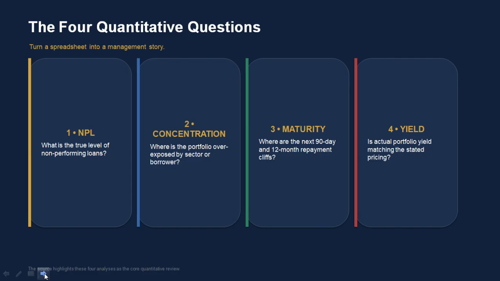When you look at concentration, you try to find whether the portfolio is overexposed by sector or borrower. You also move on to maturity: where are the next 90-day and 12-month repayment cliffs? And whether actual portfolio yield is matching the stated pricing. This is interesting. We have to look at all this to perform a healthy portfolio audit before the next steps.